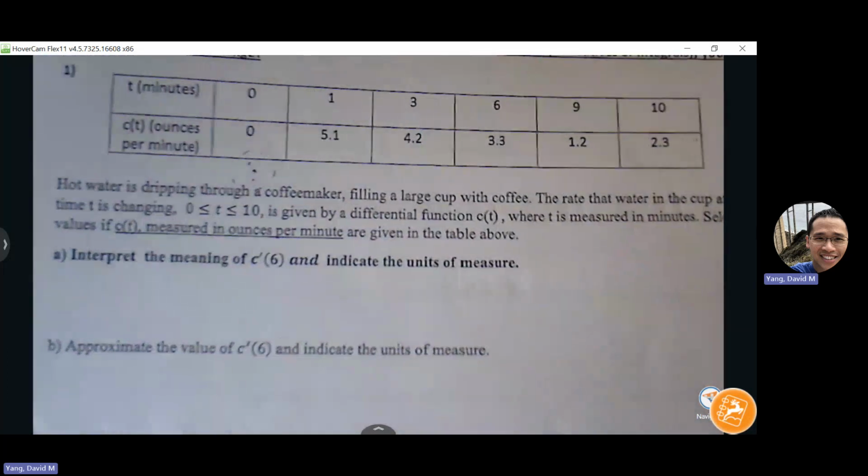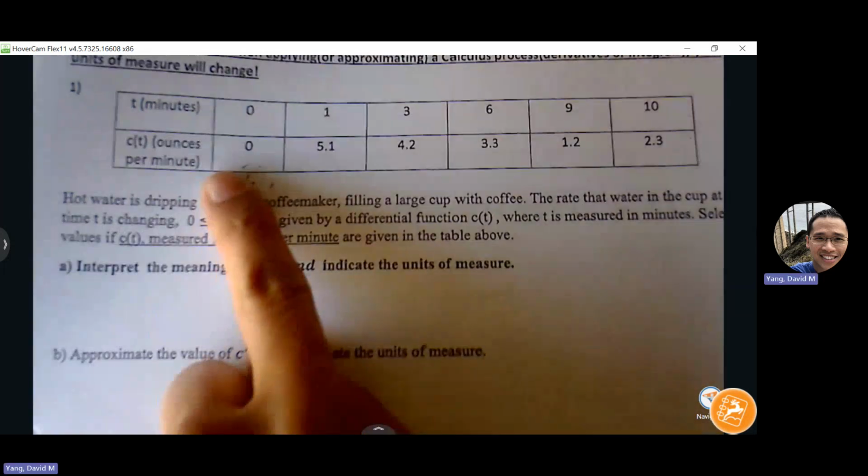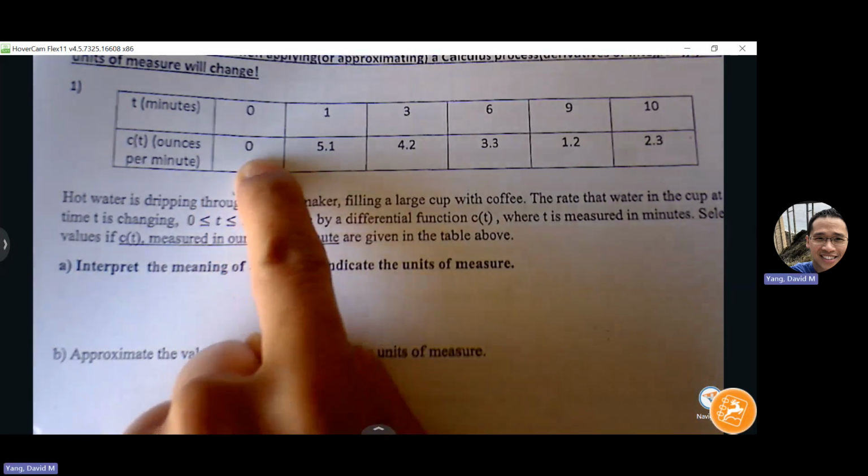Okay, so let's look at number 1 here. Hot water is dripping through a coffee maker, filling a large cup with coffee. The rate that water in the cup at time t is changing is given by a differentiable function, that just means a smooth curve, C of t, where t is measured in minutes. Select values of C of t, measured in ounces per minute, are given in the table above. So the information that's given to us is ounces per minute.